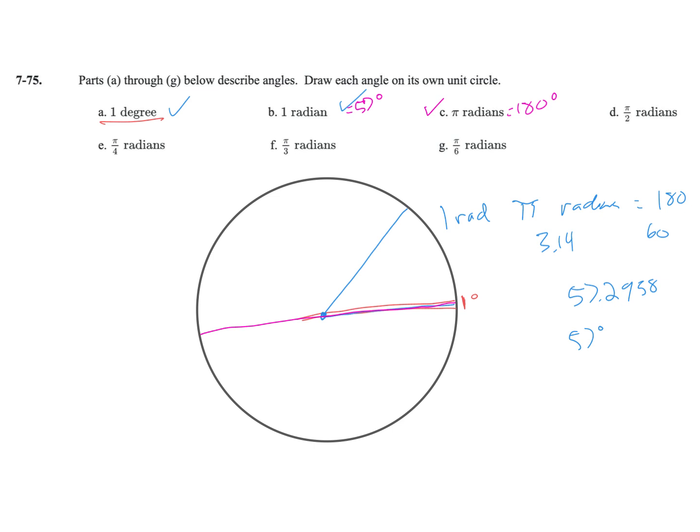Pi over 2. Okay, so if pi is 180, well, I need half of that. Well, that should be 90. Let's, again, go to a different color here. So hopefully I can get there. So this will be here. This will be about 90 degrees. So we're just going to go right down there for pi over 2 radians.